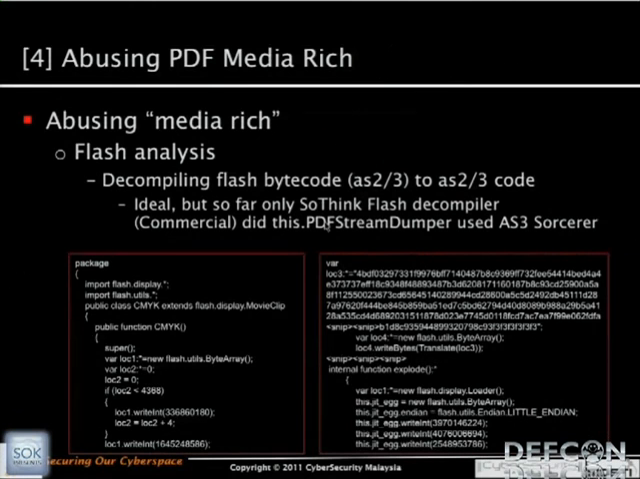For Flash analysis, it's ideal for us to decompile the Flash bytecode, normally from AS2 or AS3 back to AS2 or AS3 code. But so far I saw only two programs that do proper decompiling for this, and they are commercial, so you cannot integrate this kind of tool within your parser. So Sothink Flash Decompiler has a decompiler for this one, and PDF Stream Dumper has another proprietary tool as well, called AS3 Sorcerer. This is pretty much what the decompiled code looks like in AS3. It's pretty much AS3 code here.